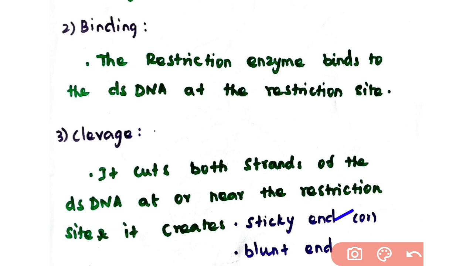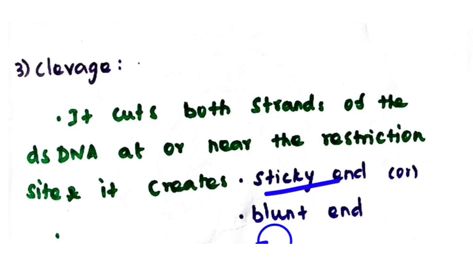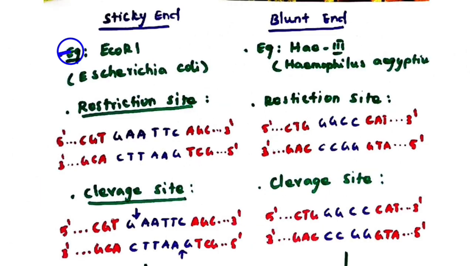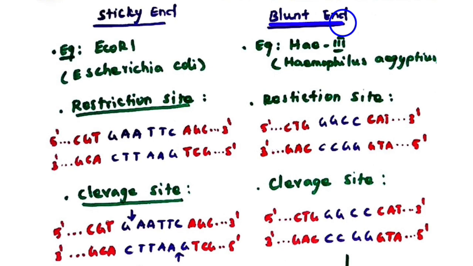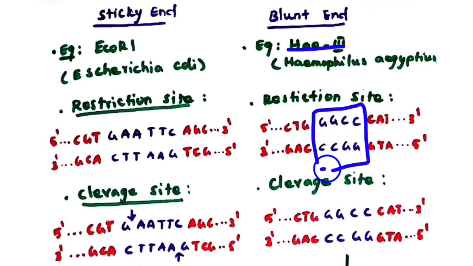There are two types of ends made by restriction endonuclease enzymes. Next, let's see the difference between sticky end and blunt end. An example of a sticky end making restriction enzyme is EcoRI, which is isolated from E. coli. And an example of a blunt end making restriction enzyme is HaeIII, which was isolated from Haemophilus aegyptius. EcoRI recognizes the restriction site in the double-stranded DNA sequence GAATTC from 5' to 3'. HaeIII recognizes the sequence GGCC from 5' to 3' in double-stranded DNA.